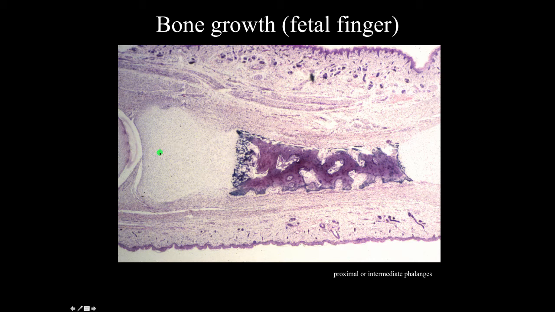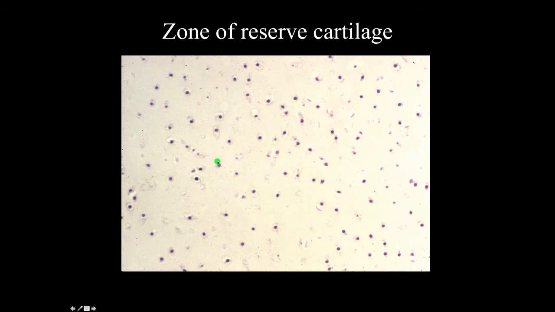What I want to do now is show you some high-power histological views in these different regions. So first you have a zone of reserve cartilage. Here you can see the individual chondrocytes in the lacunae. This is hyaline cartilage. The cartilage model for endochondral ossification is hyaline cartilage, so this is exactly like hyaline cartilage that you've seen in the zone of reserve cartilage.